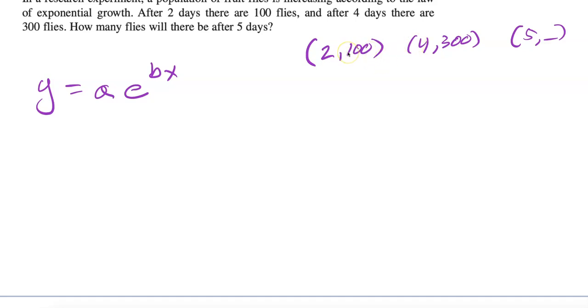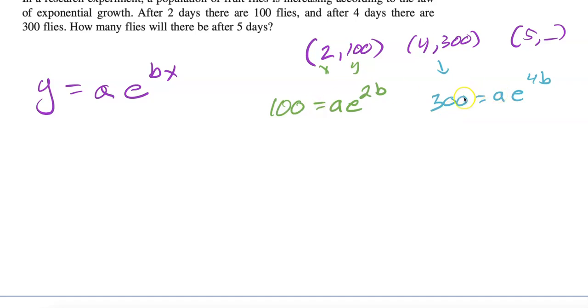So this first equation, now remember this is x and y. We're going to have 100 equals a e to the 2b, because I'm plugging in for x and y. And then over here, we're going to have 300 equals a e to the 4b. And now we have two equations.